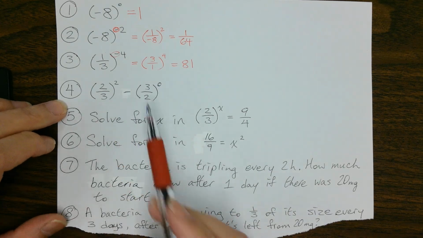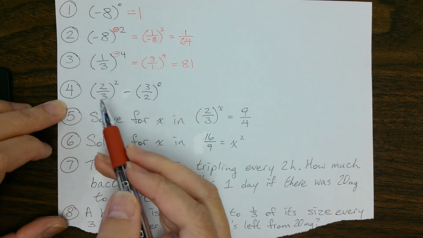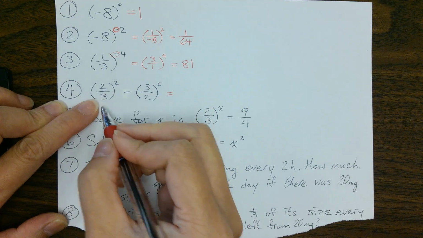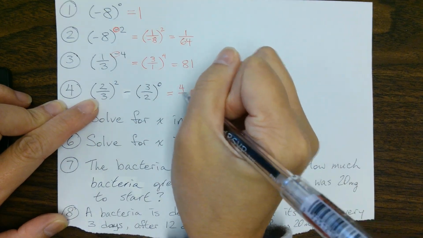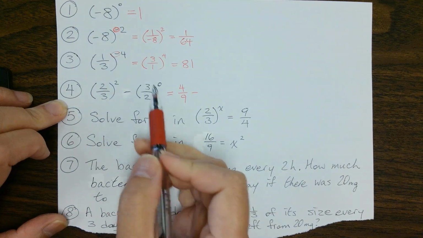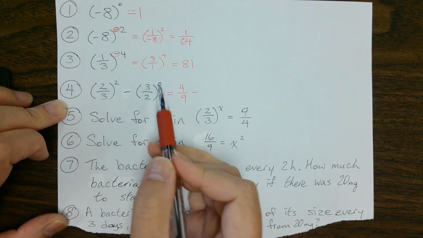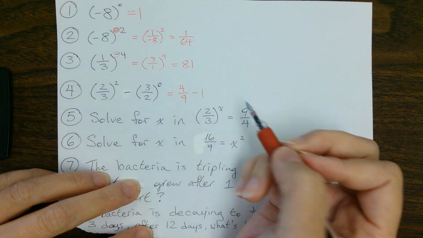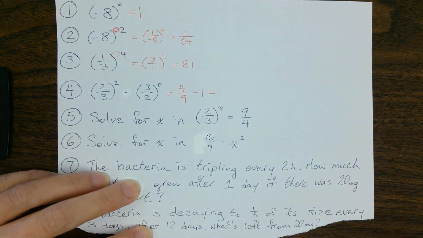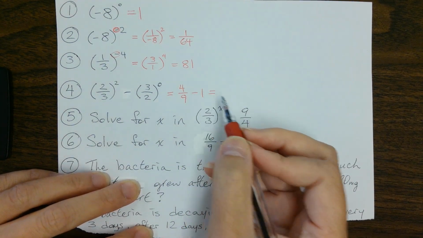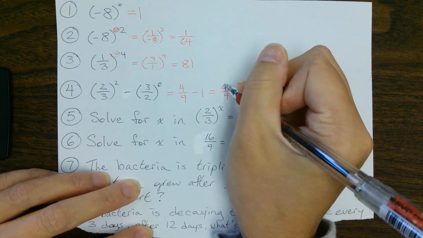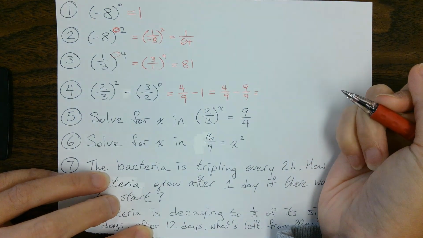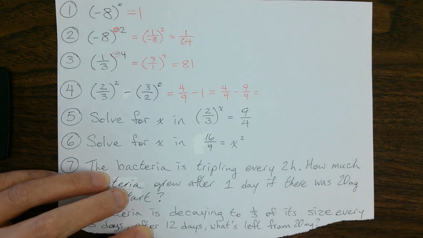Okay. Number 4. Squaring this. Remember, your square applies to the numerator and denominator. So the first part of your fraction, you get 4 over 9 minus, what does this equal? 1. Yeah. All right. This is just a number, subtract another number. So yes, I do have to clean this up. When you subtract fractions, you need a lowest common denominator. So 4 over 9 minus 9 over 9. So what's my final answer here?